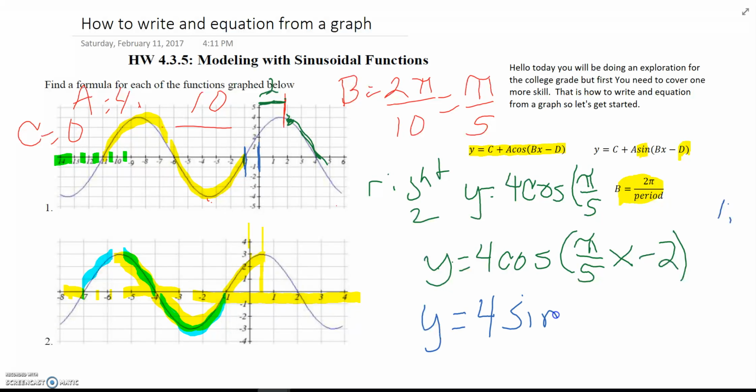So it would be y equals 4 sine. It has the same period, same b value, same a value. But this time it moved to the left, because you can see that it started here and it's going around. So it moved to the left 1. So that's going to be plus 1. And there you have a cosine and a sine equation, both from this first graph.